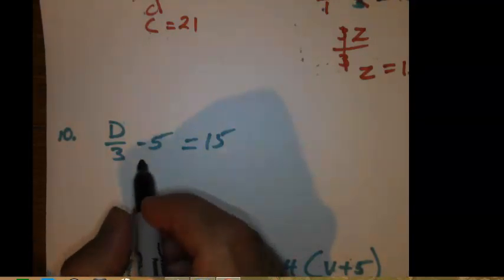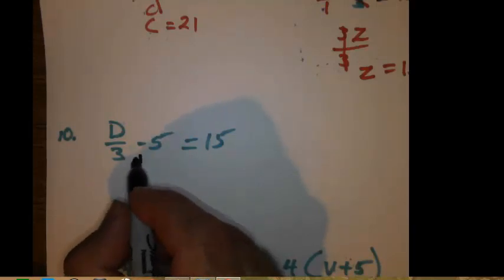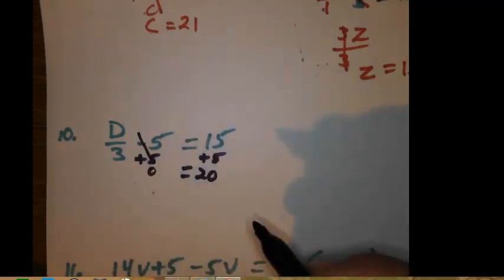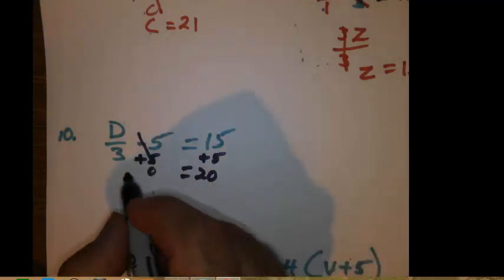Okay, problem number 10. I have a two-step problem. I have d divided by 3 minus 5 is equal to 15. Since we do have a subtraction or an addition part of the equation, I deal with that first. So the opposite of minus 5 is plus 5. Going to plus 5 to both sides of the equation. Again, those are going to cancel out. I get 0, and this side is going to give me 20. So this just drops down. d divided by 3 is equal to 20.